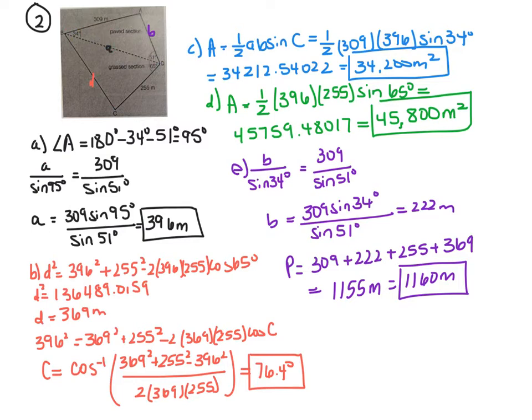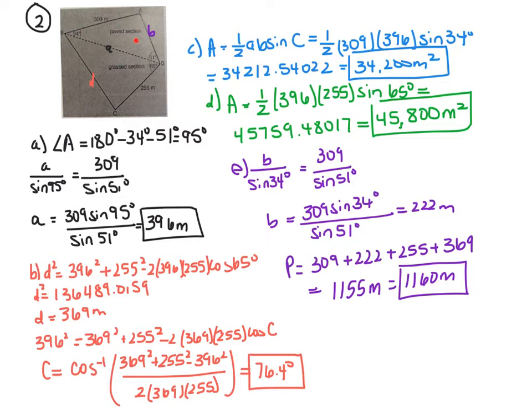Then it asks the same question for part D for the grassed area. Again, you have a side angle side triangle, so I used these two sides and the included angle of 65 degrees. I did the same thing, rounded to three significant figures, you end up with 45,800 meters squared. And then the last part asks you for the perimeter, which is adding up all four sides.